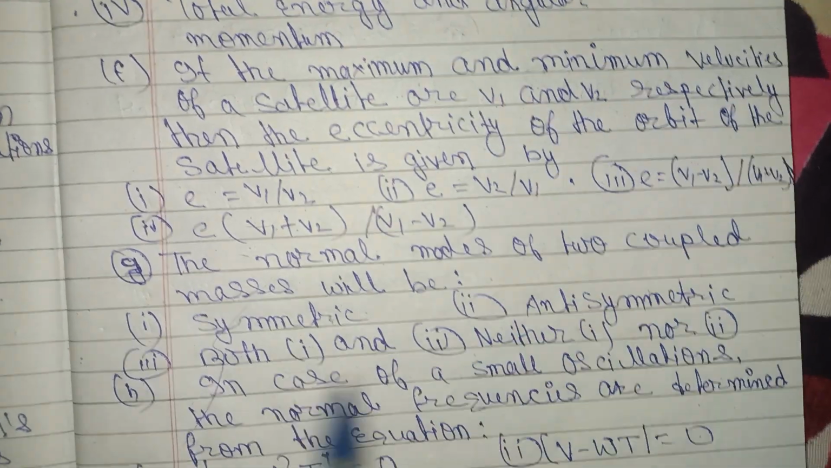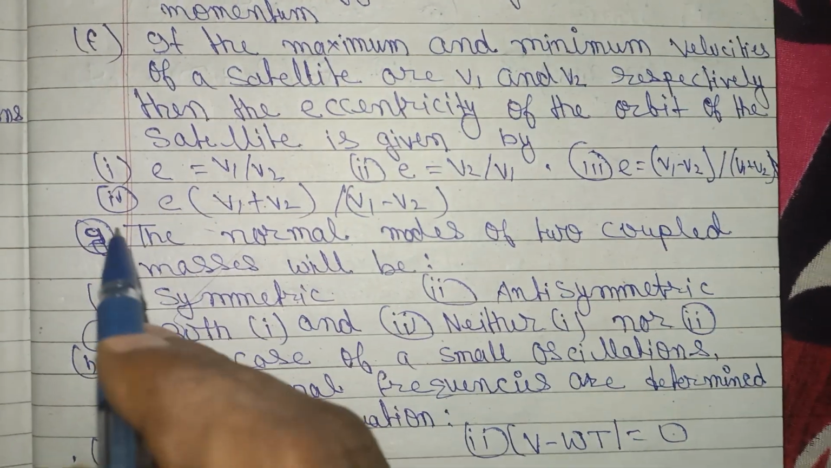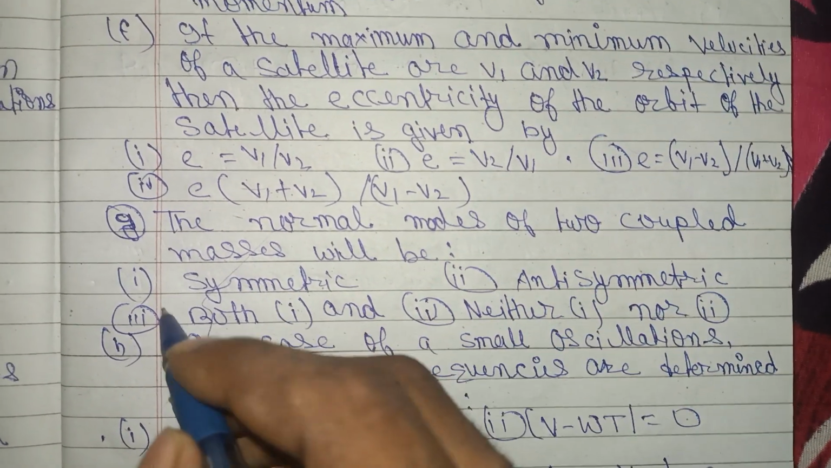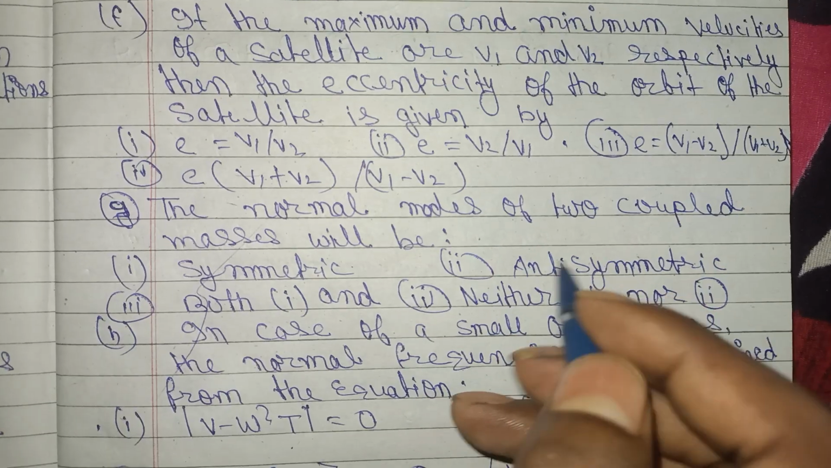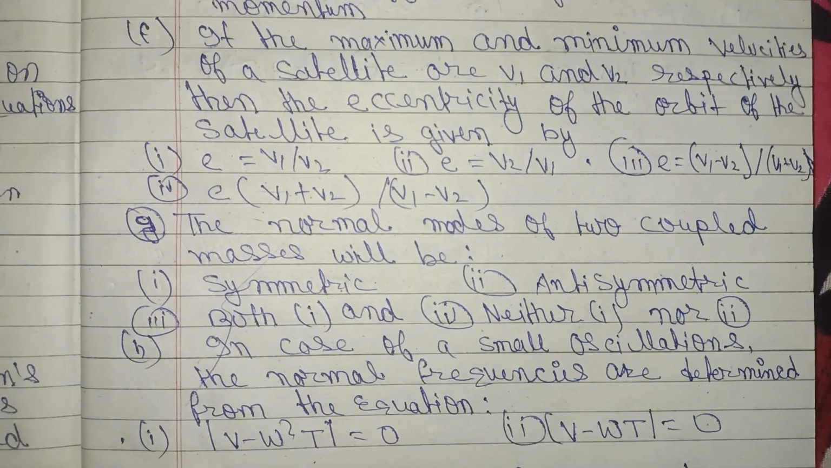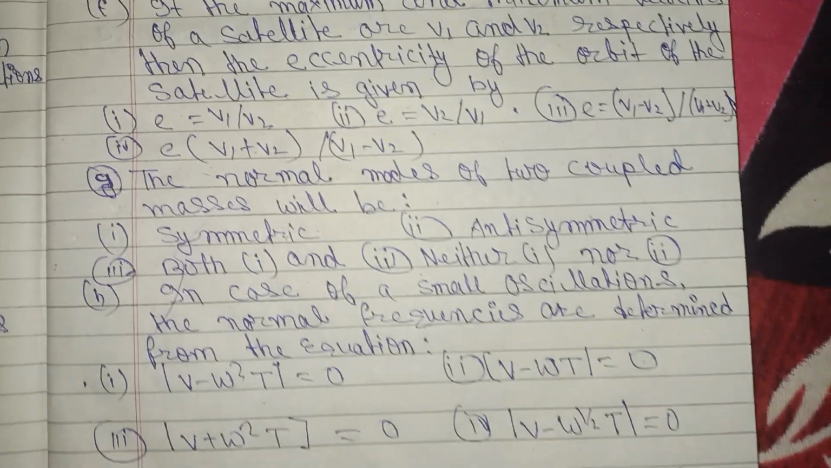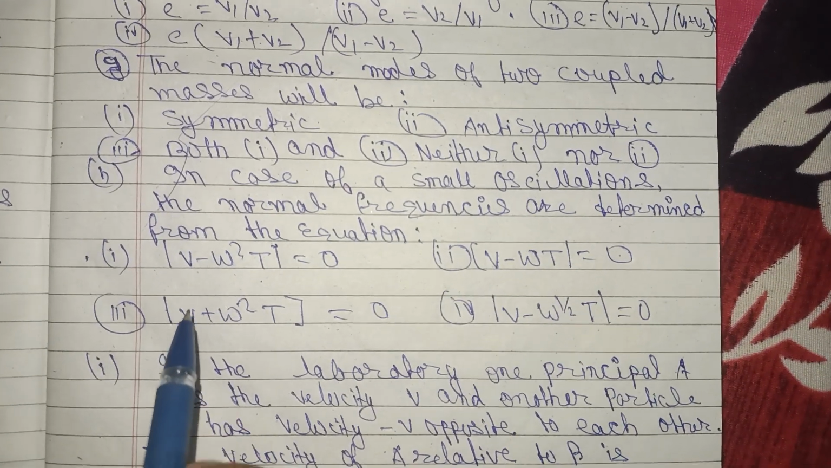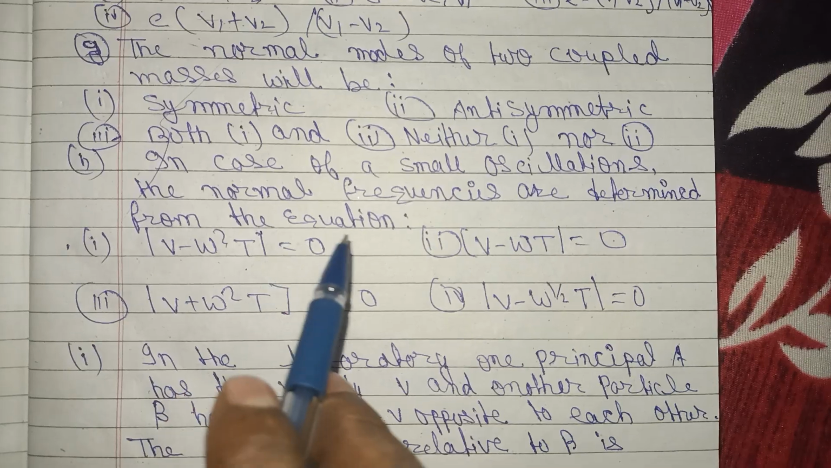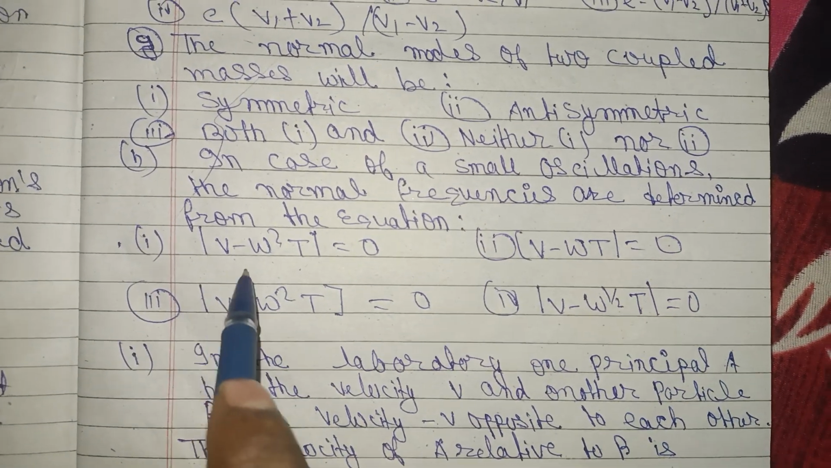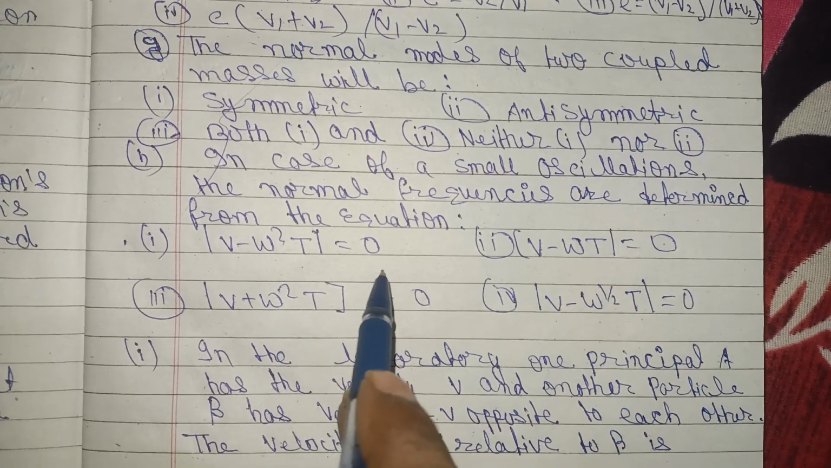This is the correct answer. Question number G: the normal modes of two coupled masses will be symmetric, anti-symmetric, both. Option number C is correct. This is correct. And question number H: in case of small oscillations the normal frequencies are determined from the equation |V minus omega square T| equal to 0.